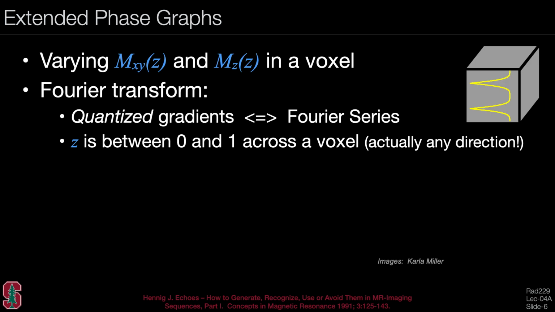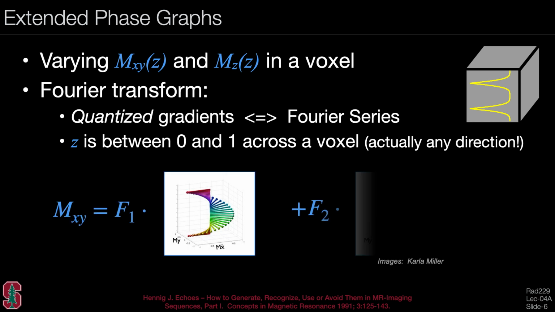So in extended phase graphs, we look at the varying transverse magnetization and longitudinal magnetization in a voxel. We do a Fourier transform where we assume that if we have quantized gradients, again that induce an integer number of cycles, that we can represent the magnetization as a Fourier series. Note that the parameter z is between 0 and 1 across a voxel. It actually can be in any of the 3 directions. It is possible to derive this from multiple dimensions simultaneously, but for most of this course we will focus on 1 dimension at a time.